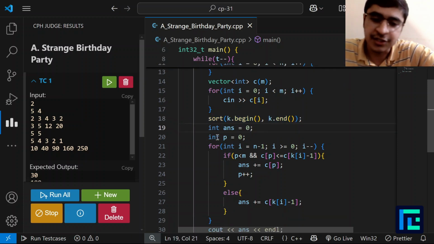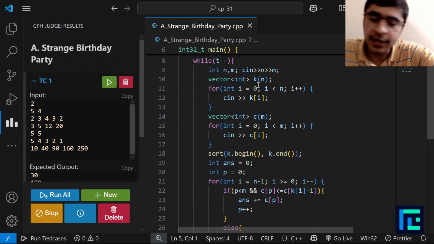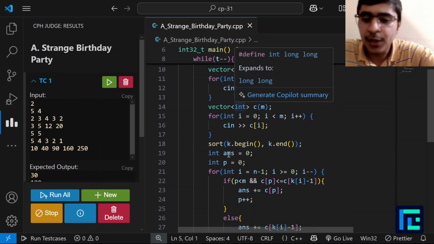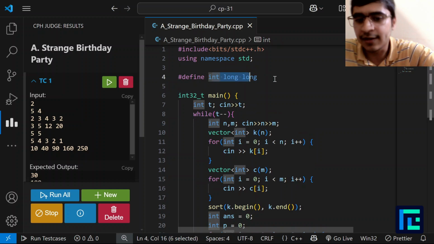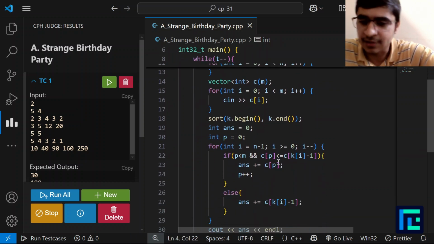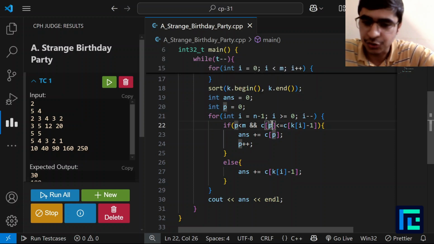We are taking initially answer as 0 and p as 0. Note that I have defined int as long int because our answer value can exceed 10 raised to 9. That is why it is very important to define answer as long, or just define int as long. So I have defined int as long, and that is why I won't face any issues here.